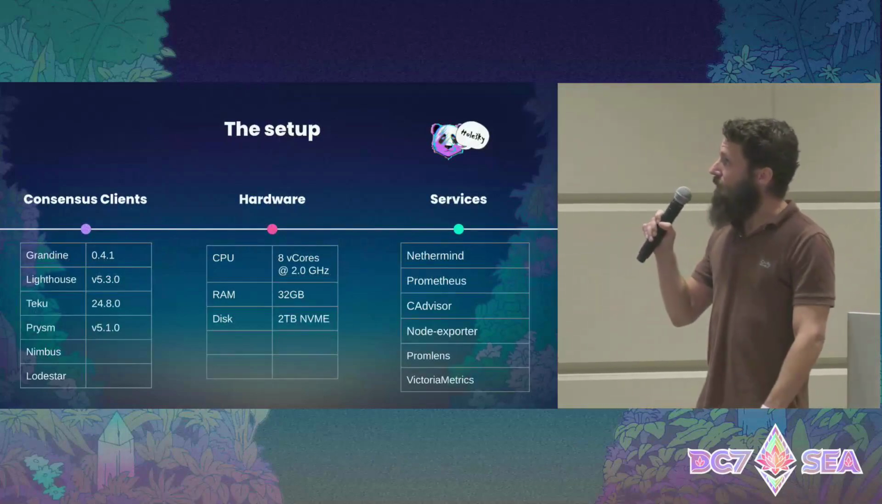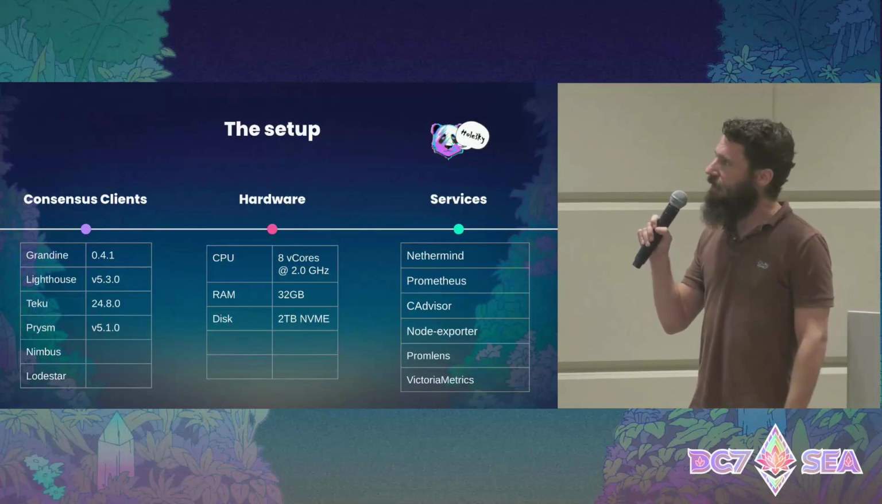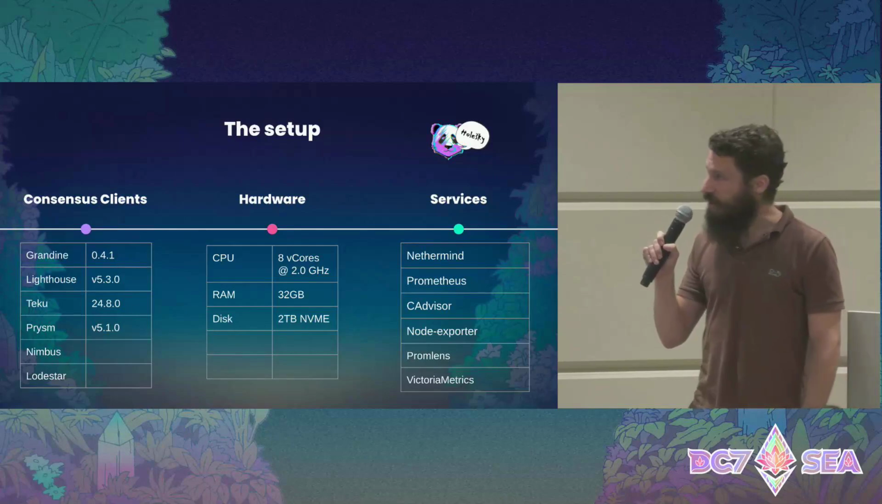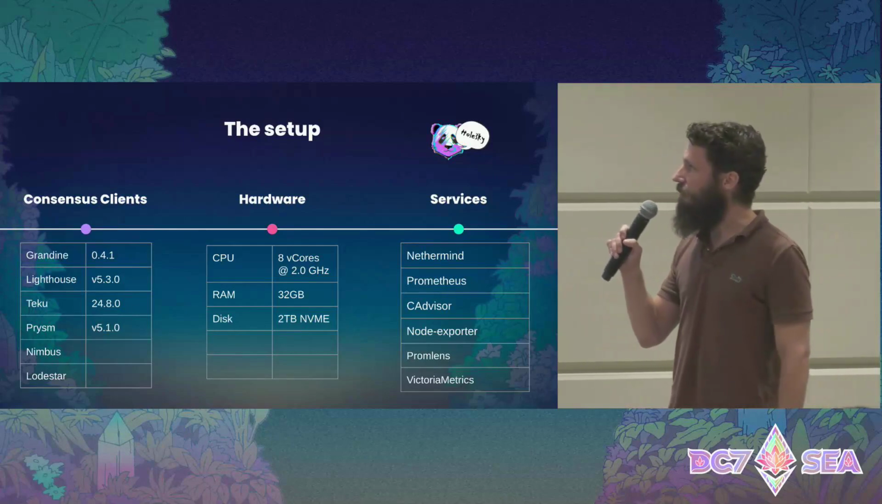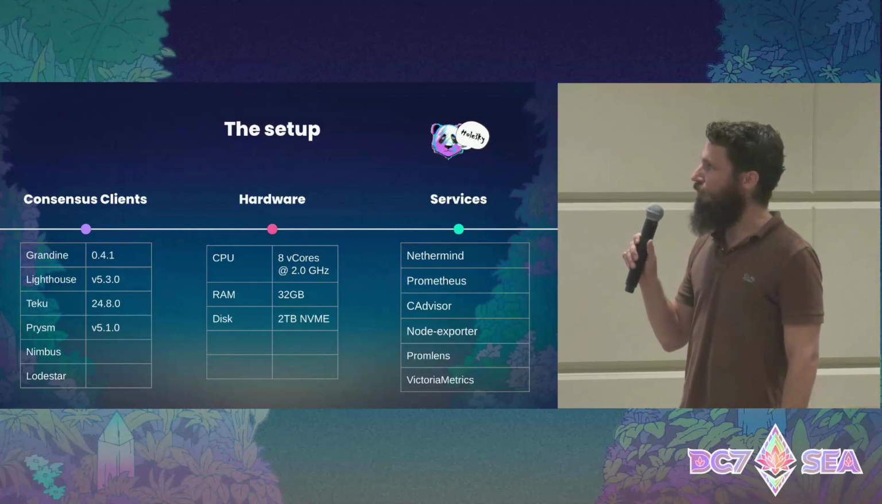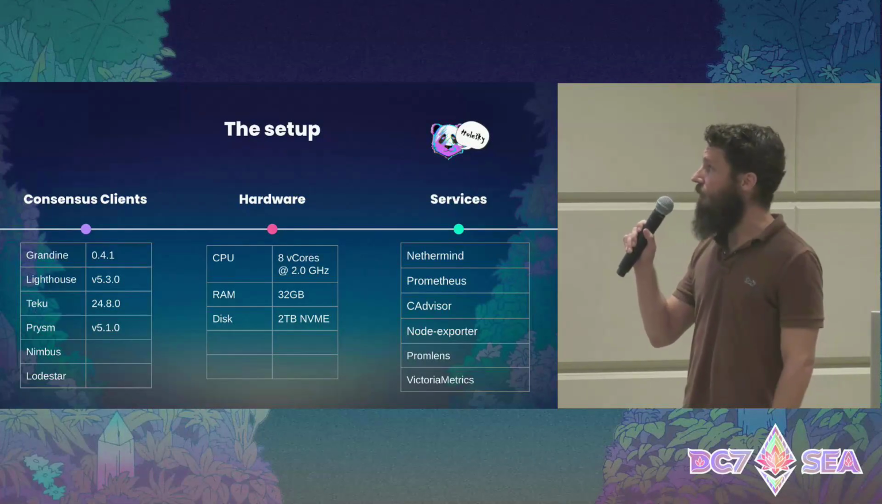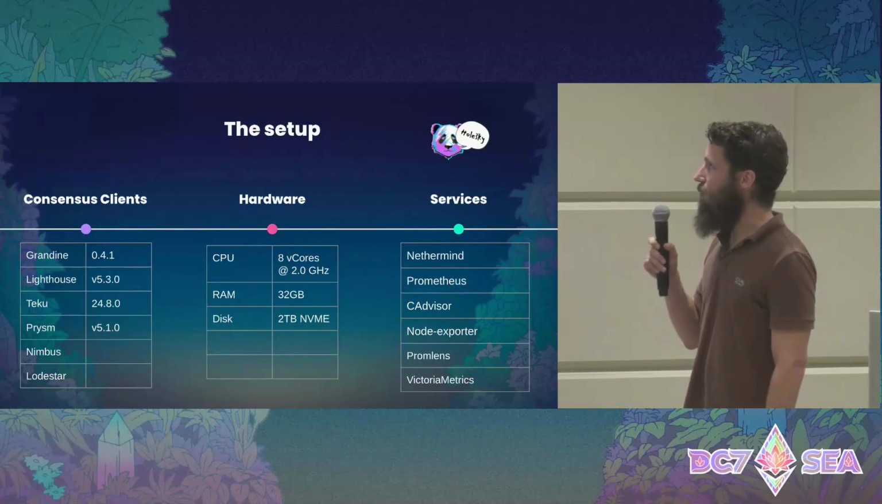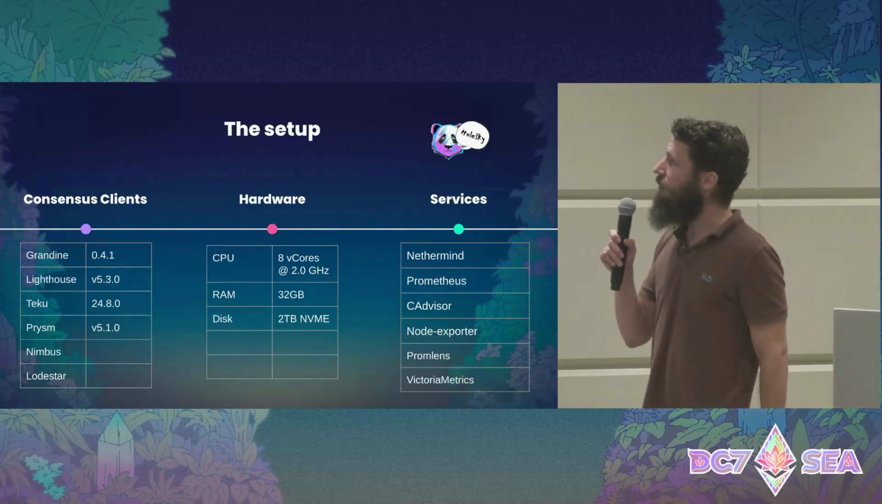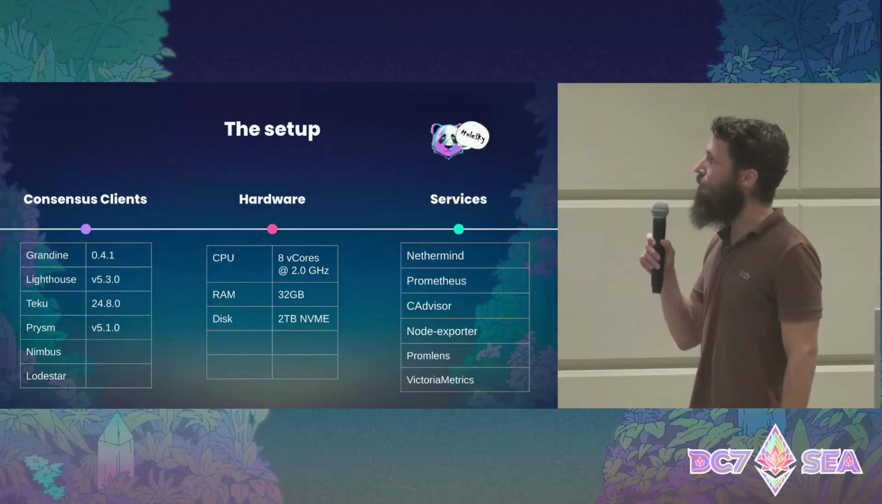So let me tell you a bit about the setup that I used. I listed on the left side for you the consensus clients that are there and the versions of those that I used. Two of them don't have a version specified, and that's because I didn't manage to run them, so they were not included. I would like to include them at a later stage when I have the capacity to do so.